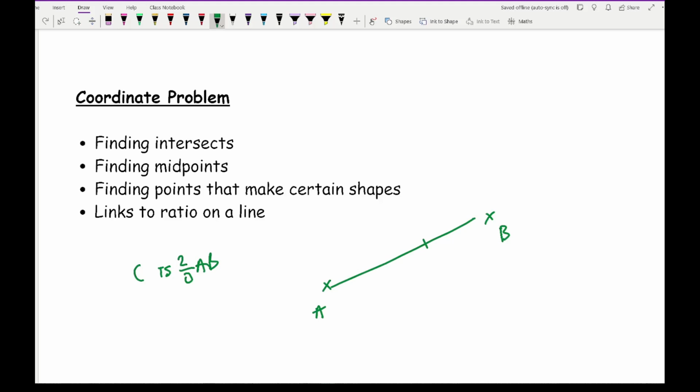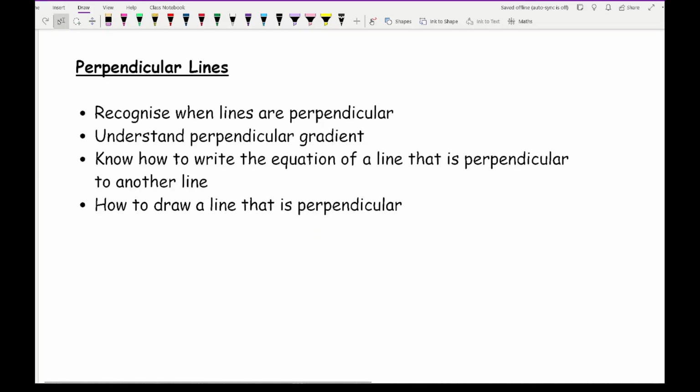Or what you would do, a much easier way of doing it, is to look at the x ordinates, the difference between the x ordinates, and then multiply it by 2/3, and that'll tell you how far away it is from A both vertically and horizontally. So moving on to perpendicular lines.